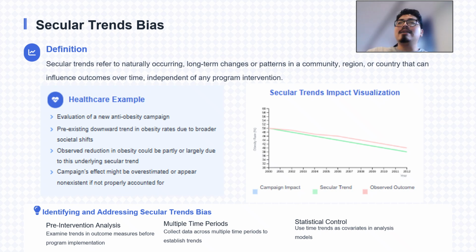If we don't take that into account, our program may look like it worked wonders, but in reality, the drop in births may have happened anyway, even without the program. The same thing could be happening in the opposite direction. Maybe there's a drought, a recession, or a pandemic that affects people everywhere, making the program look less effective than it really is. That's why evaluators must try to choose comparison groups that live in similar areas or face similar conditions so that secular trends affect both groups equally.